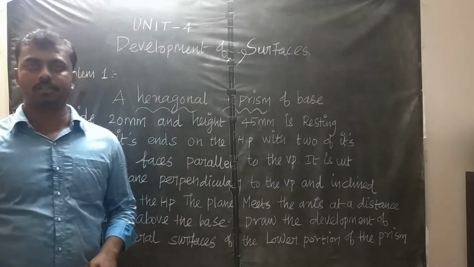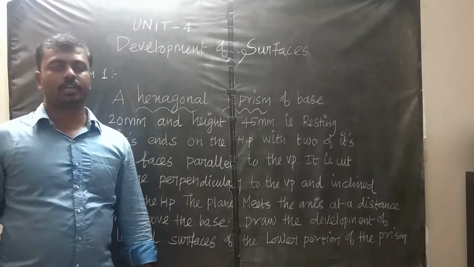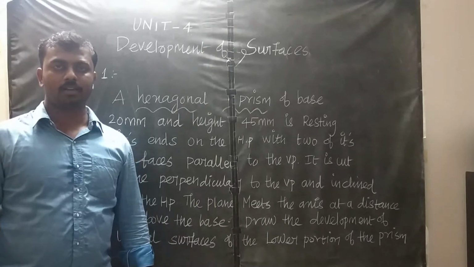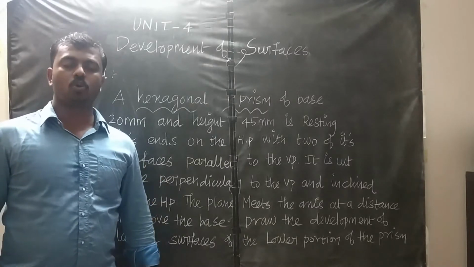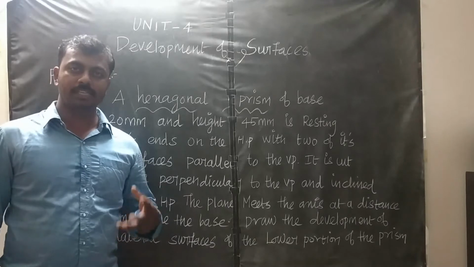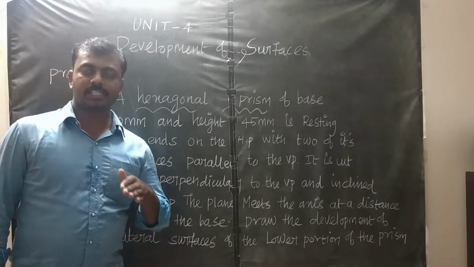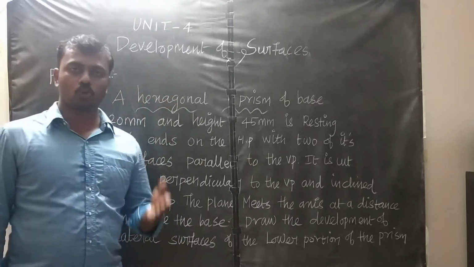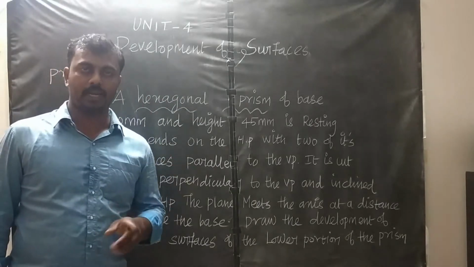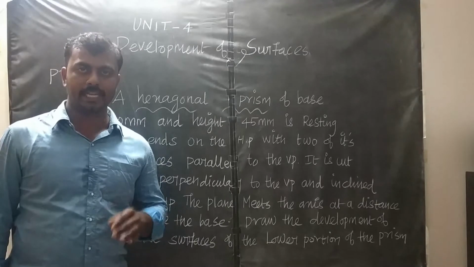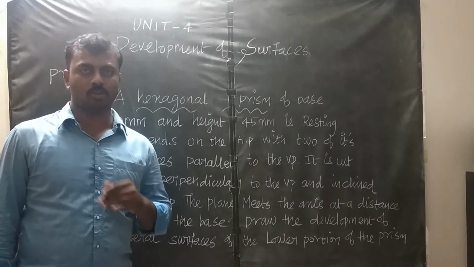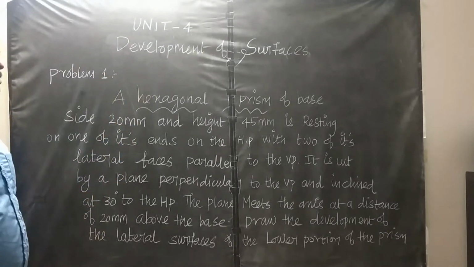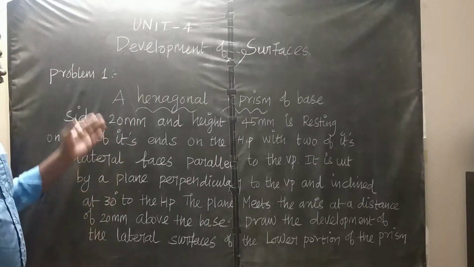Before we start, this fourth unit contains two major topics. The first one is section of solids, where we used one cutting plane to cut the solid. After that we studied the sectioned portion of the solid. But in this chapter, we are going to cut the solid by using a cutting plane, and after that we are going to study the lateral surface of the solids. So this is the introduction about development of surfaces. Then let us directly enter into the problem.